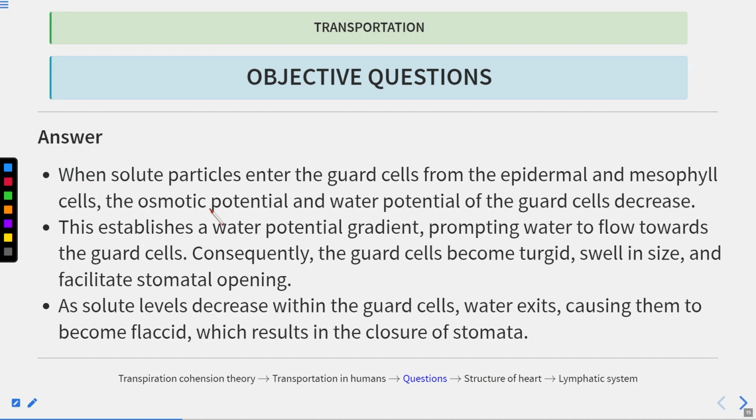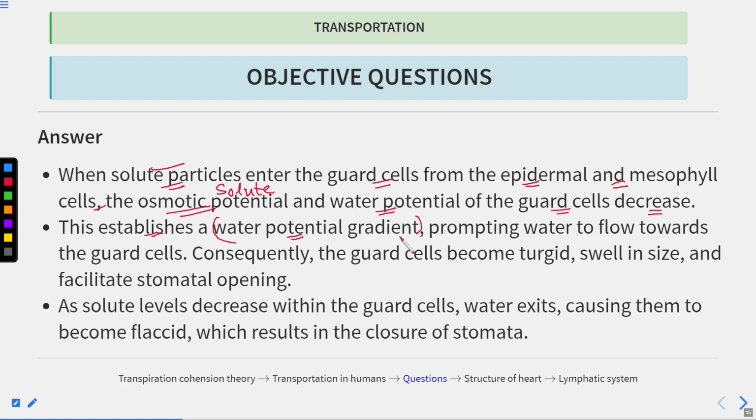Now let's have a look at the explanation. Now when solute particles enter into the guard cell from the epidermal and the mesophyll cell, the osmotic potential. What is osmotic potential? It is due to the presence of the solute. So when solute particles enter into the guard cell, then there is a change in the osmotic potential as well as the water potential. Okay, and then so if the solute will enter, then the osmotic potential and water potential will decrease.